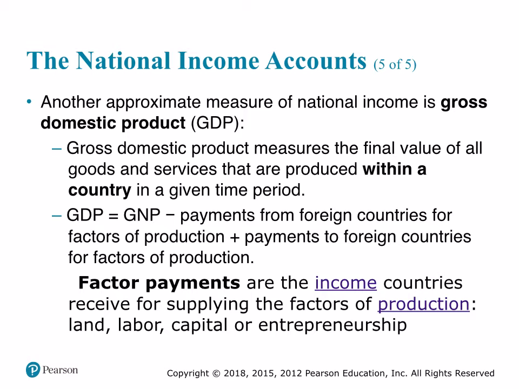So in order to find the gross domestic product, which is GDP, we must deduct the factor payments from foreign countries, but add the payments we make to foreign countries. As I said, we must deduct the factor payments from foreign countries, but add the payments we make to foreign countries.